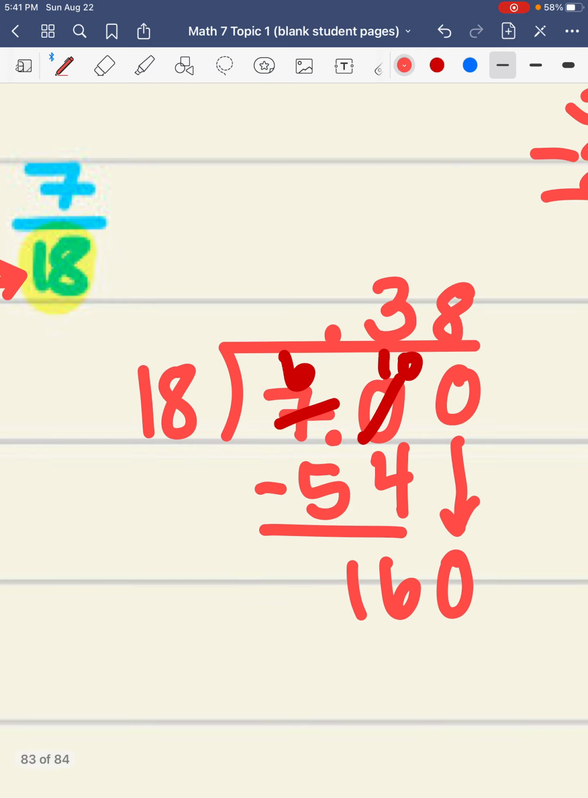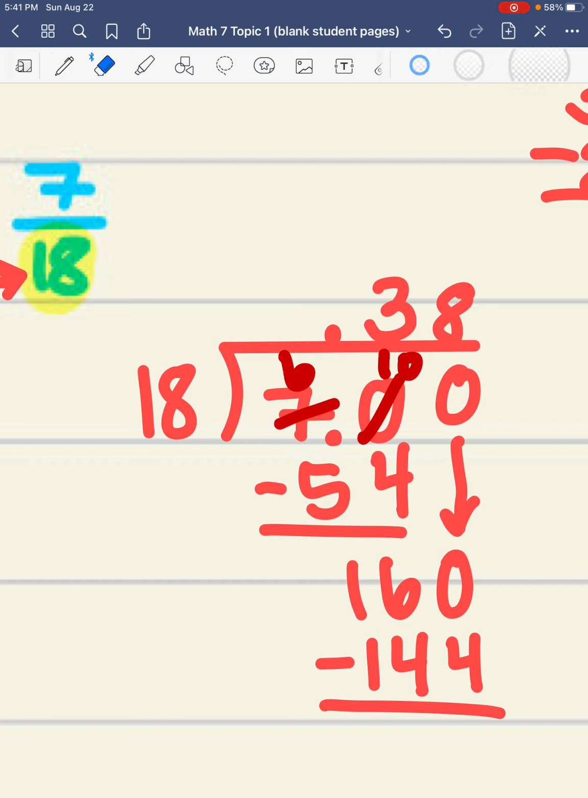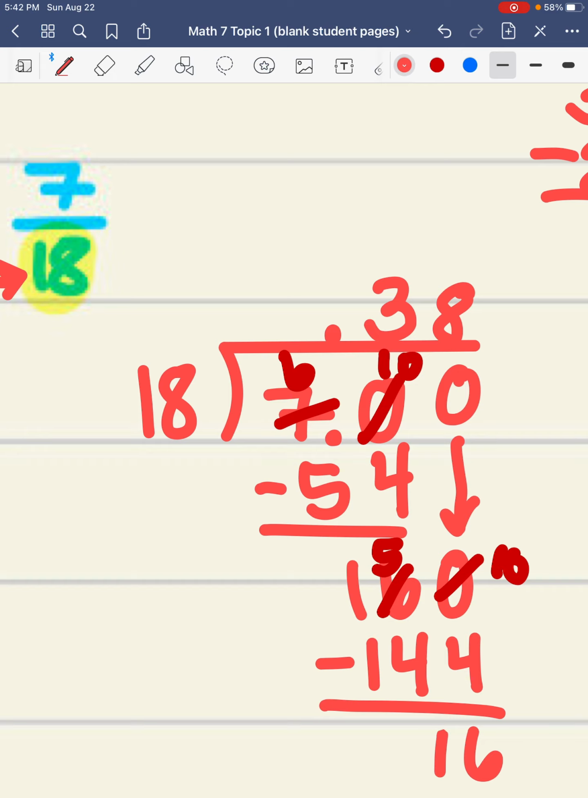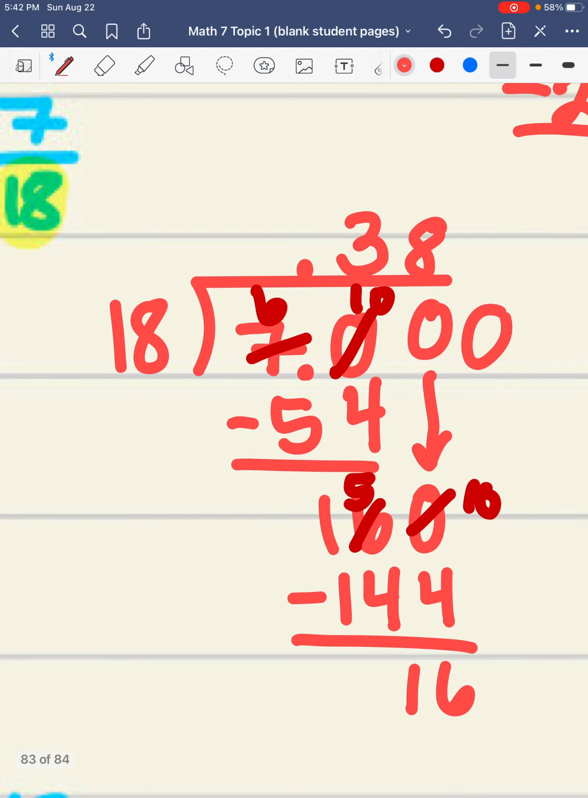So 8 times 8 is 64. 8 times 1 is 8, plus 6 is 14. So I get 144. Okay? So now we need to subtract. So I'm going to make this a 5 and this a 10. So 10 minus 4 is 6, and 5 minus 4 is 1. Okay, so I still have 16, so I'm going to add a 0 and bring that down. And notice I'm back to 160. We were just at 160 right there. Now we're back to 160.